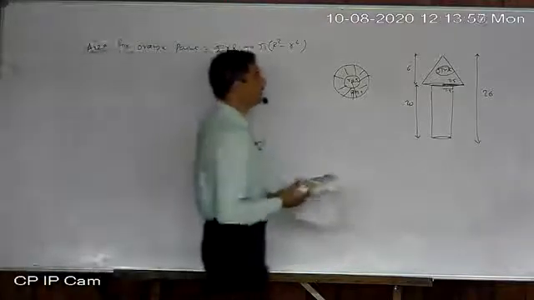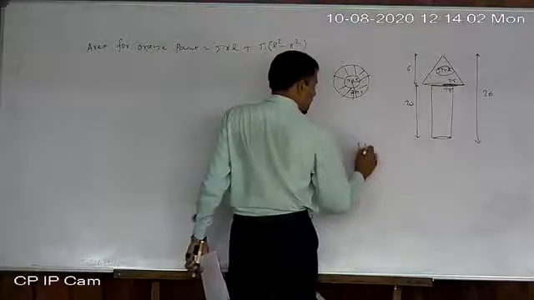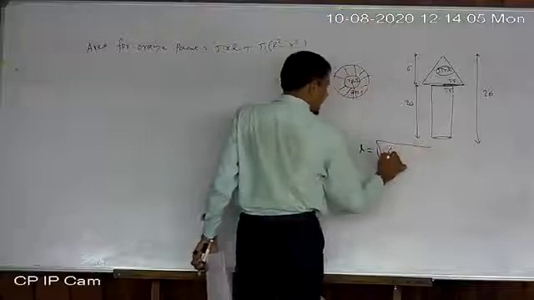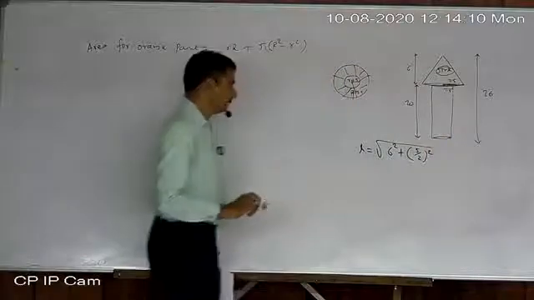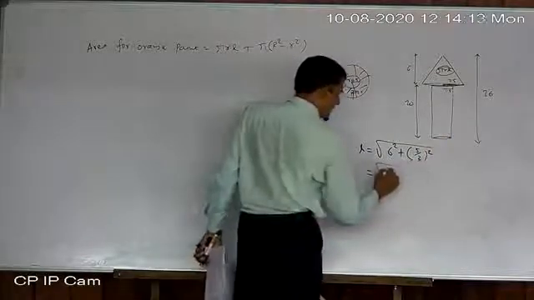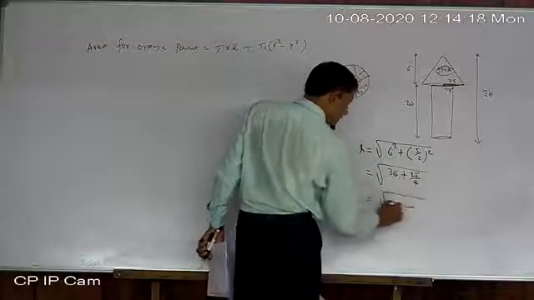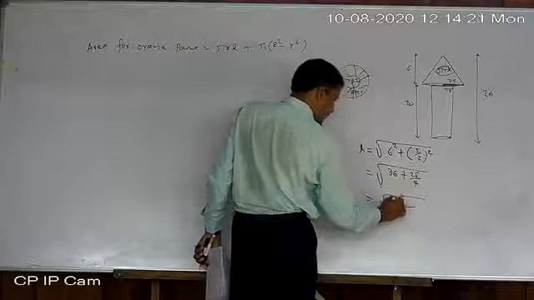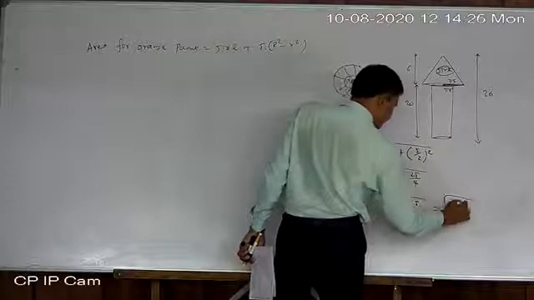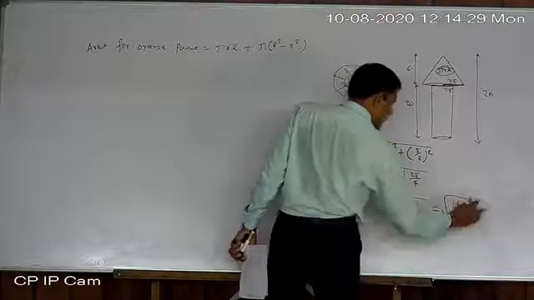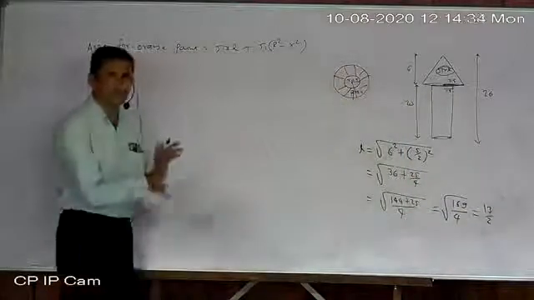But one problem arises there. L is not given. So first of all find L. So L will be square root of 6 square plus 5 by 2 square. Why 5 by 2? This is 2.5. Just simplify it. 36 plus 25 by 4. So it will be 4 36s are 144 plus 25, so it will be 169 upon 4. So it is 13 by 2. So L will be 13 by 2. Keep it in fraction only.